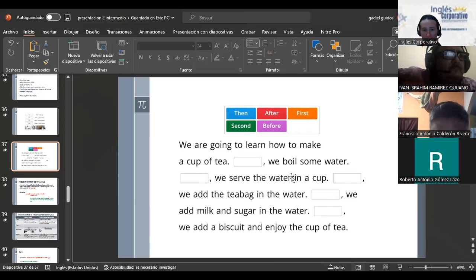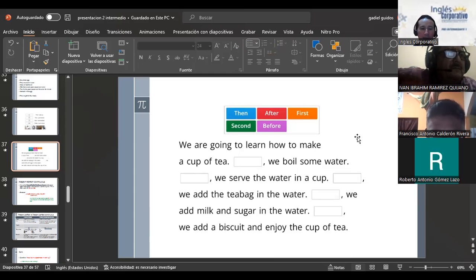¿Cuál sería la primera oración? La primera oración. First, we boil some water. Very good. Thank you, Francisco. Okay. Then, what will be next? Then we serve the water in a cup.